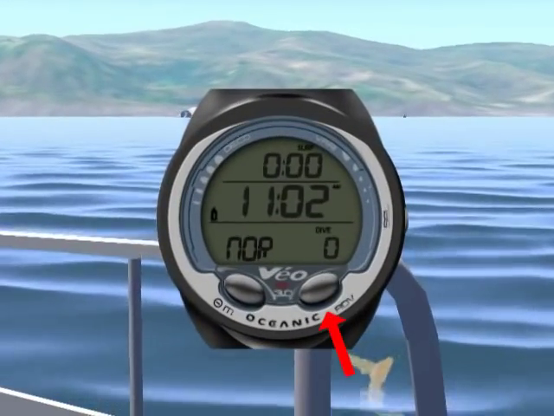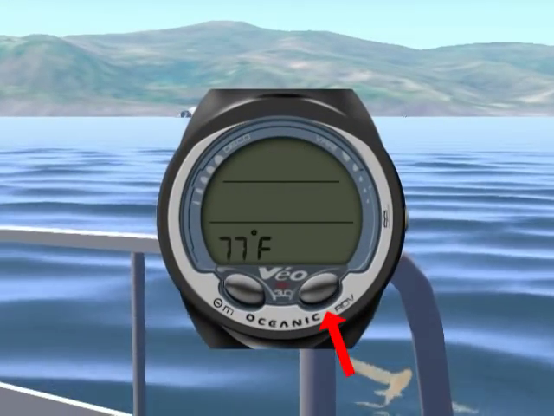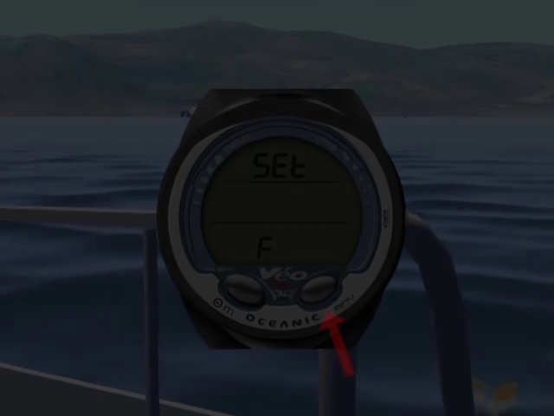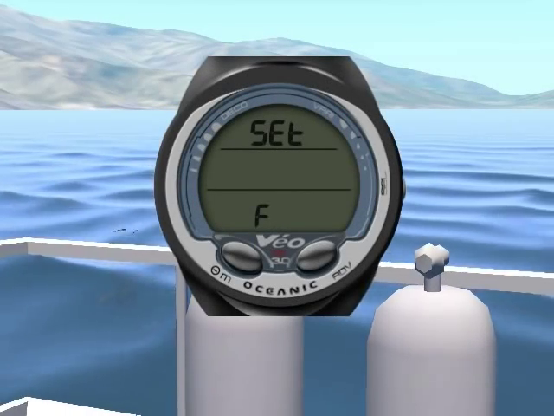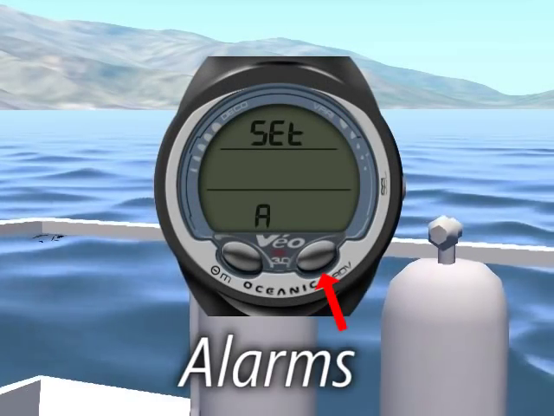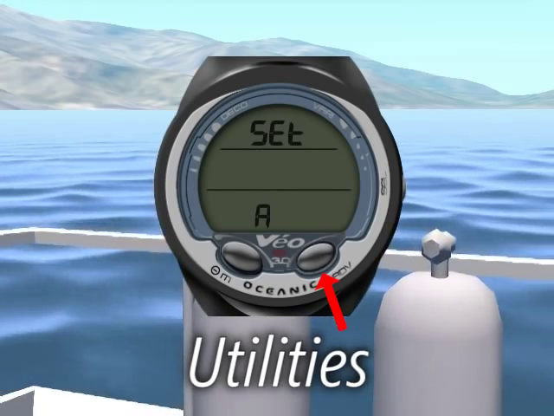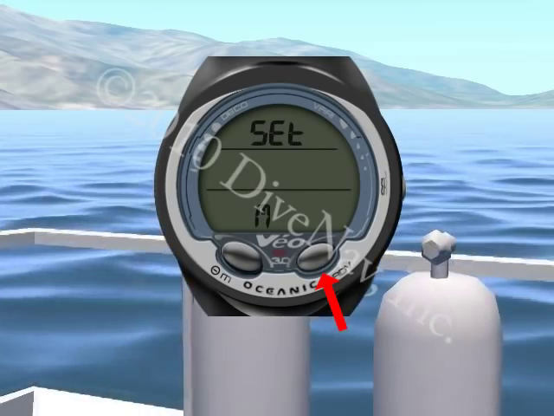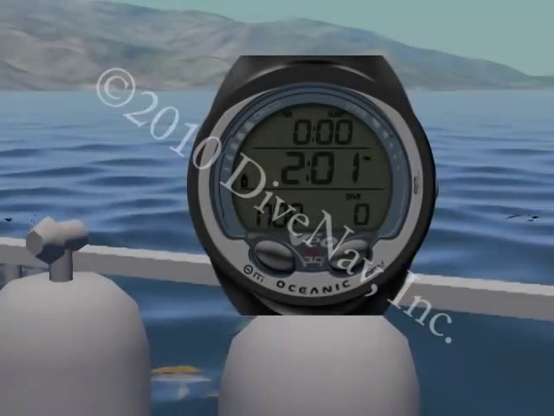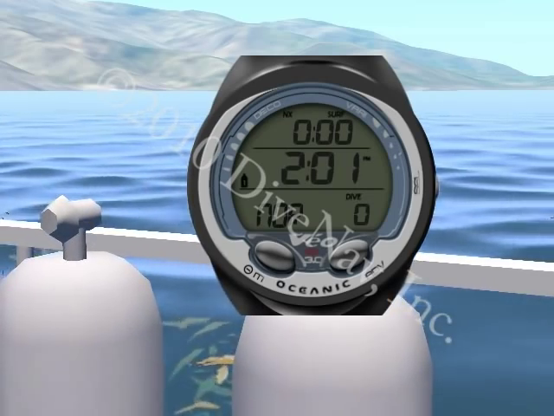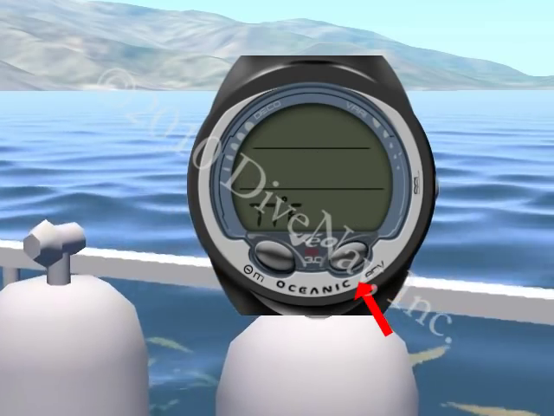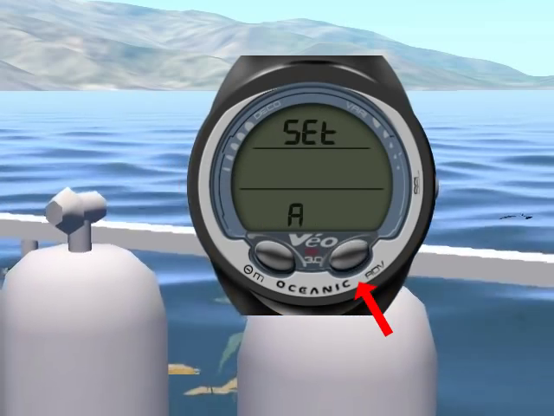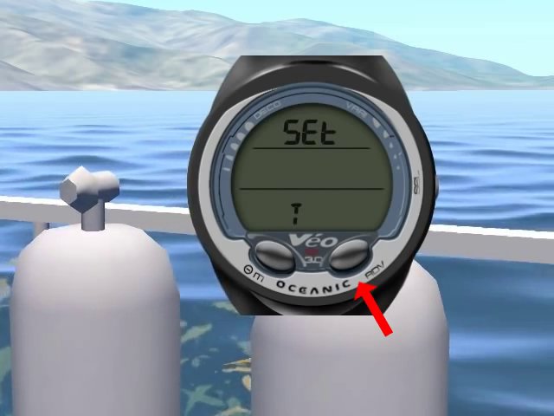The Veo main menu contains several submenus, but in this video we will cover only the ones related to its settings. They include set oxygen mix, set alarms, set utilities, set time, set operating mode, and reset. To access the main menu of the Veo, you must be at the surface. You can navigate the main menu using either the advanced button or the minus button.